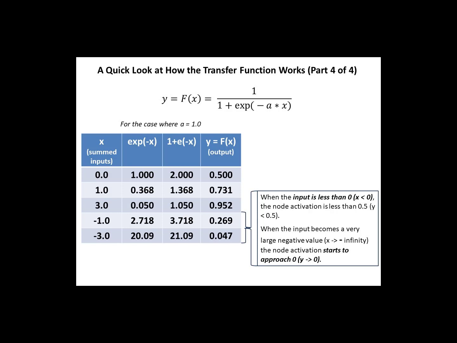Take 1 over that number, and you get a fraction that's less than 0.5, but still kind of significant. On the other hand, if our input is kind of a large negative number, like -3, and we take the exponent of the negative of that and get, say, about 20, then when we add 1, it doesn't make a great deal of difference, and 1 over that is a really kind of small number. We're starting to get close to 0.